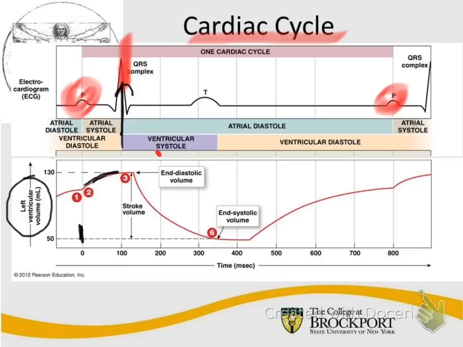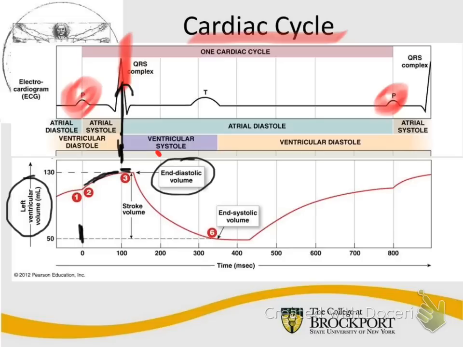Now, at point number 3, the atria are done contracting, and the ventricles begin to contract. We have ventricular systole. Notice that the volume is flat. That flat volume refers to isovolumetric contraction. It happens right at the beginning of ventricular systole. All 4 valves are closed. The AV valves have been pushed shut by the increased pressure in the ventricles, and the semilunar valve, in this case the aortic semilunar valve, has not opened. We're at end diastolic volume. Notice the end of ventricular diastole and end diastolic volume.